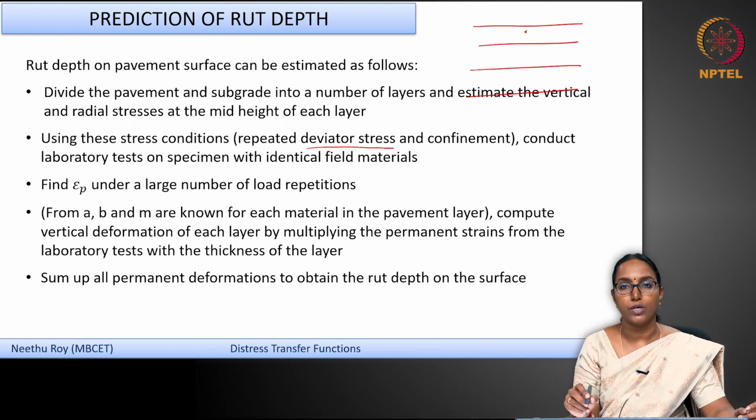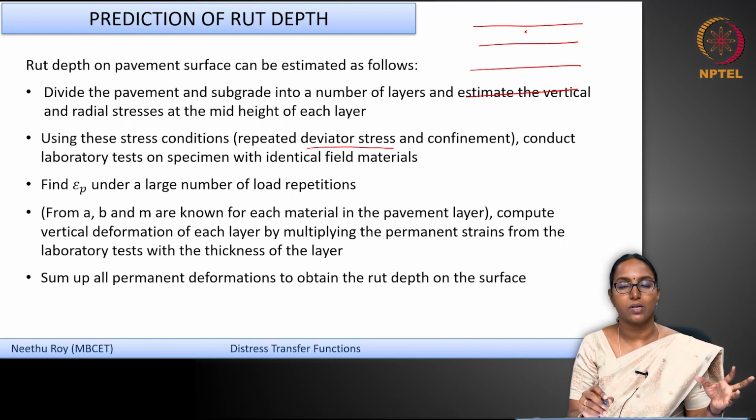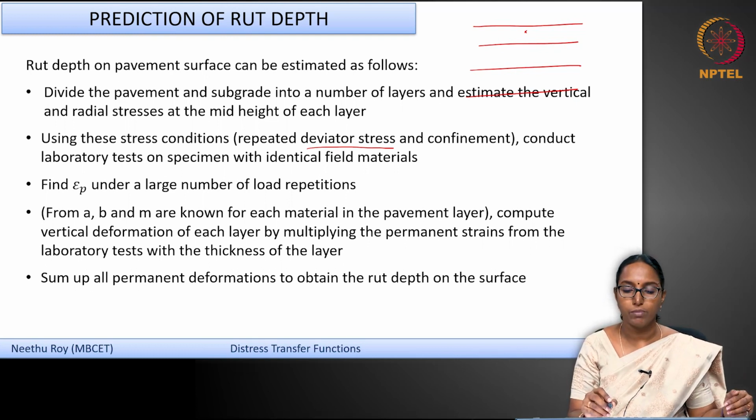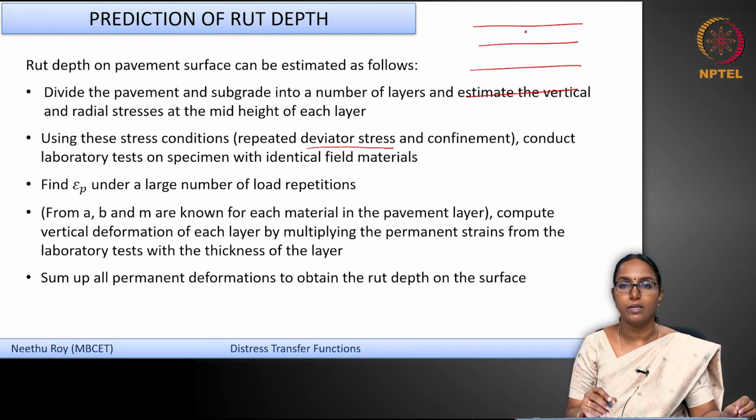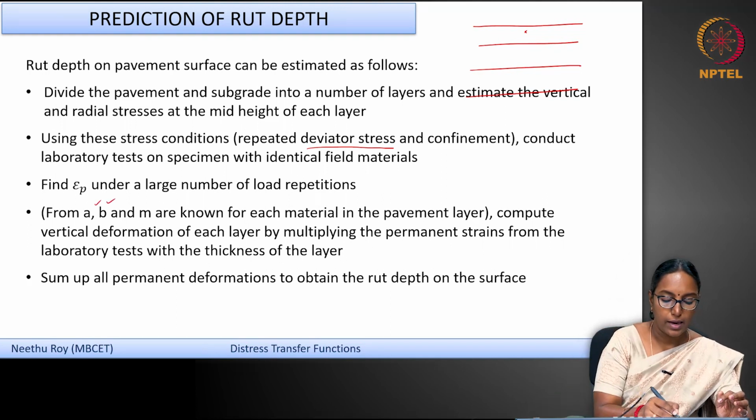Now, it may not be possible to test everything that happens in the field. Actually, the structure may be subjected to a large number of deviatoric stresses as well as radial stresses, so it may not be possible to find epsilon p corresponding to all these stress levels. So what you do is test at a number of stress levels, and then you can estimate the coefficients A, B and M.